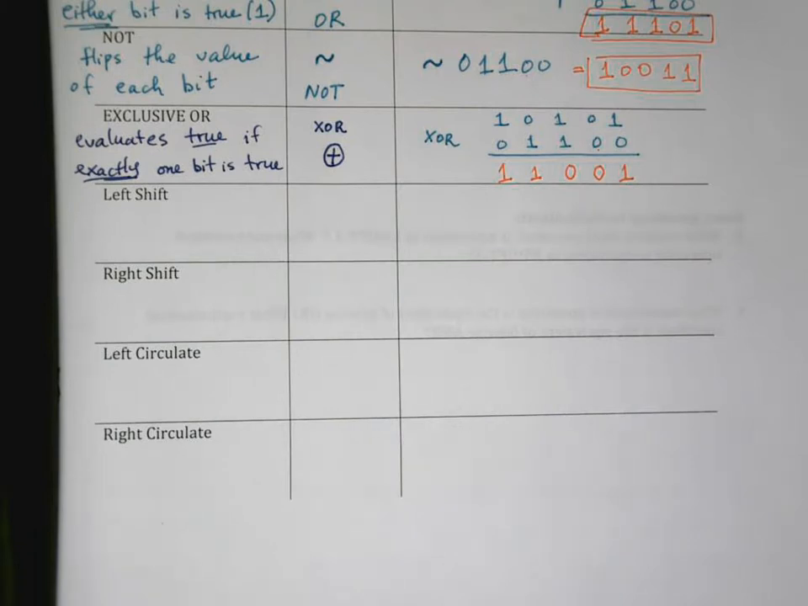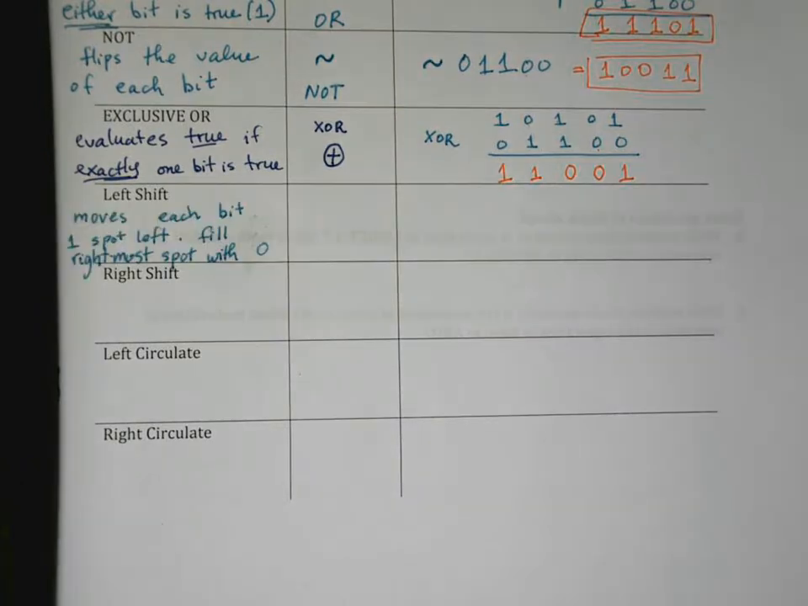The next operator that we have here is called the left shift, and what this does is it moves all of the bits one spot to the left and then fills in the rightmost spot with a 0. Let's write that down. Whatever bit string you had before, you shift everything to the left one spot, and then you fill in that blank spot with a 0. And the symbols that are typically used are as follows.